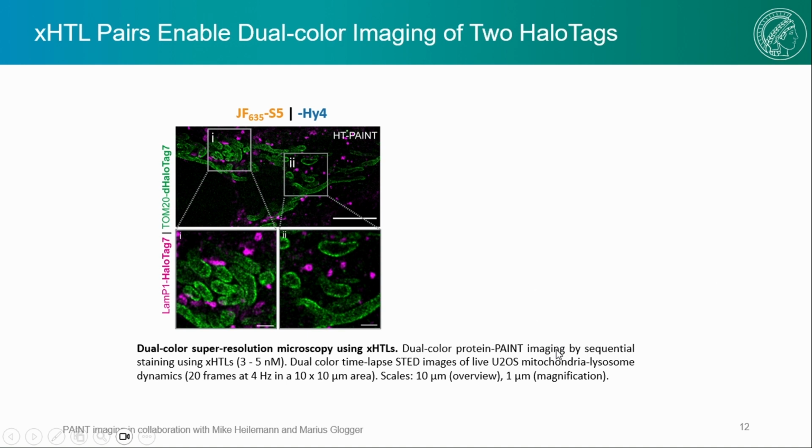We use this system also to perform some dual color PAINT imaging, in this case of mitochondria and lysosomes, and this is an exchange PAINT approach. So first we imaged one of the targets, then exchanged the fluorophore and imaged the second target.